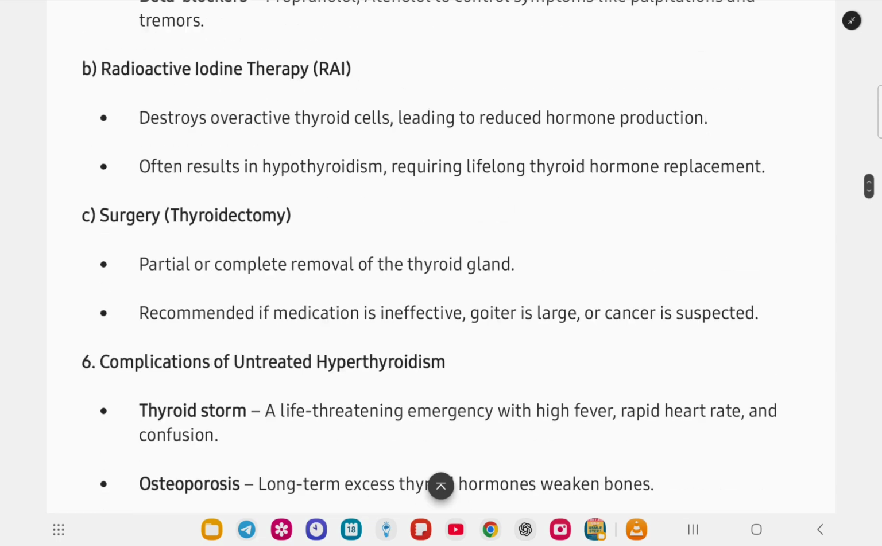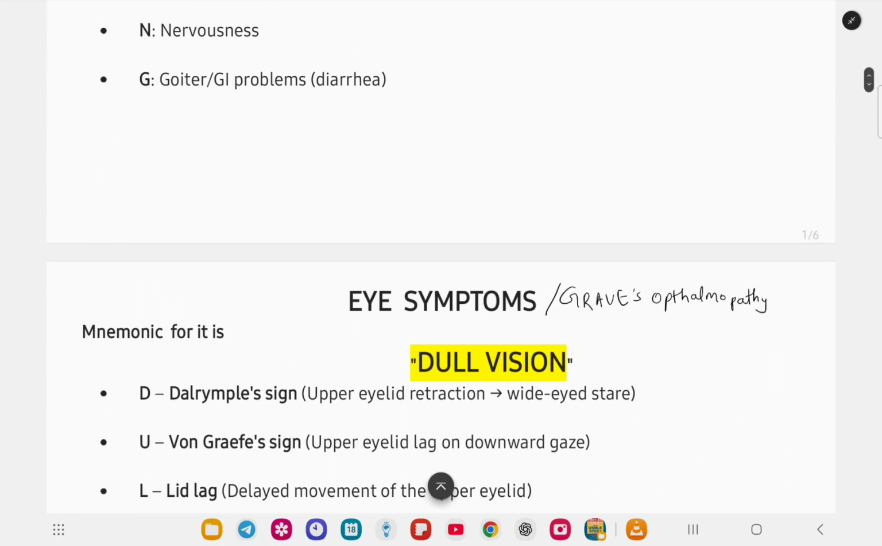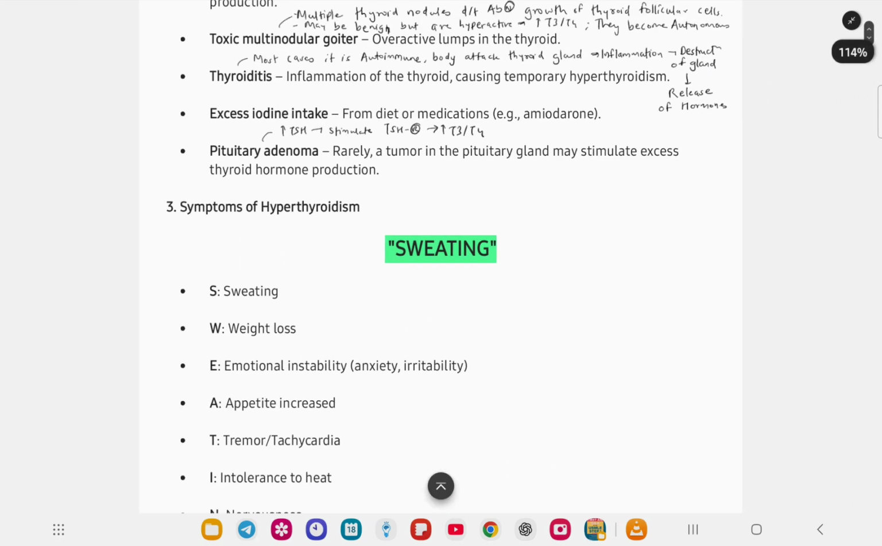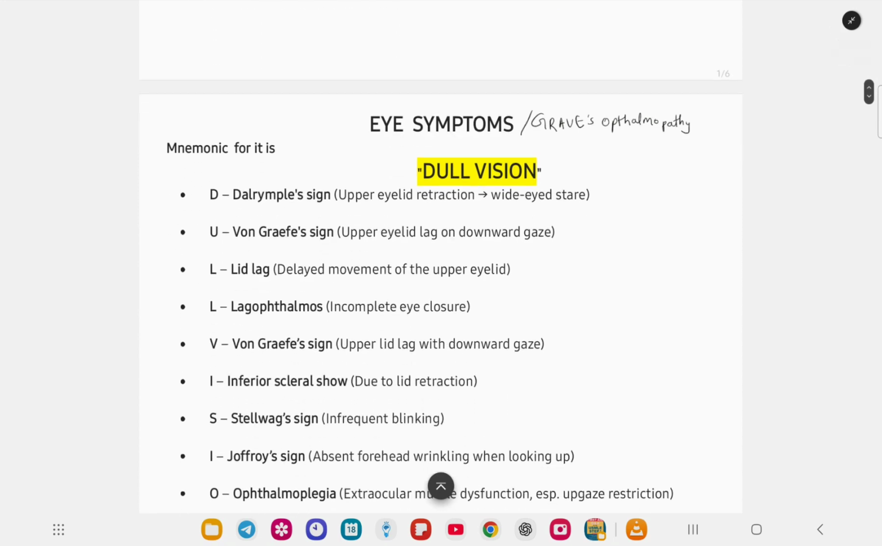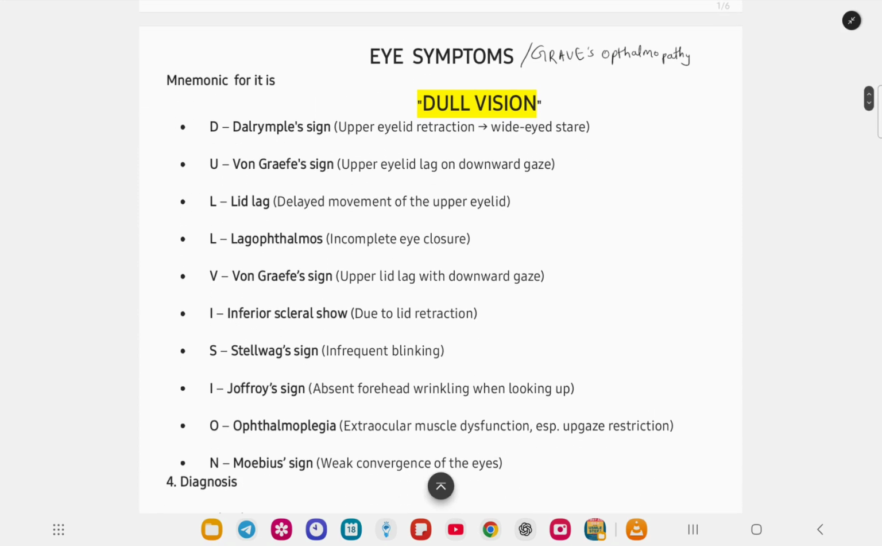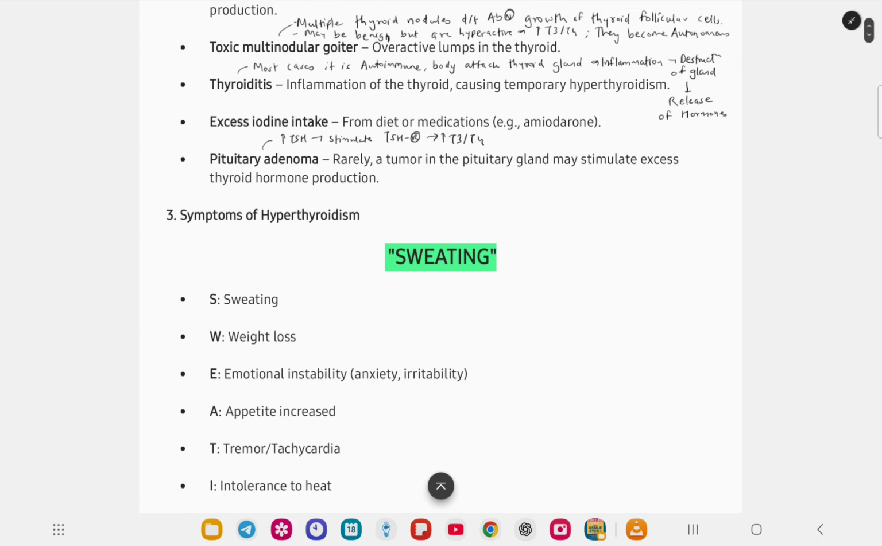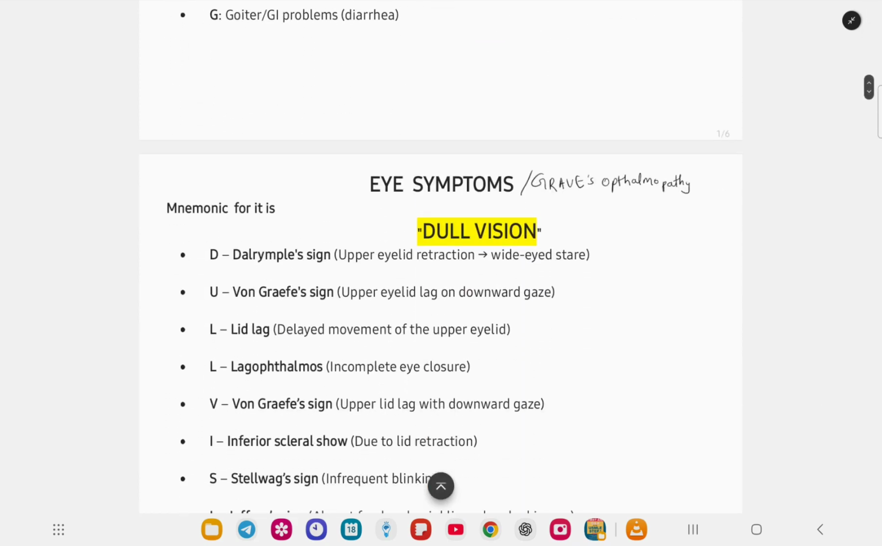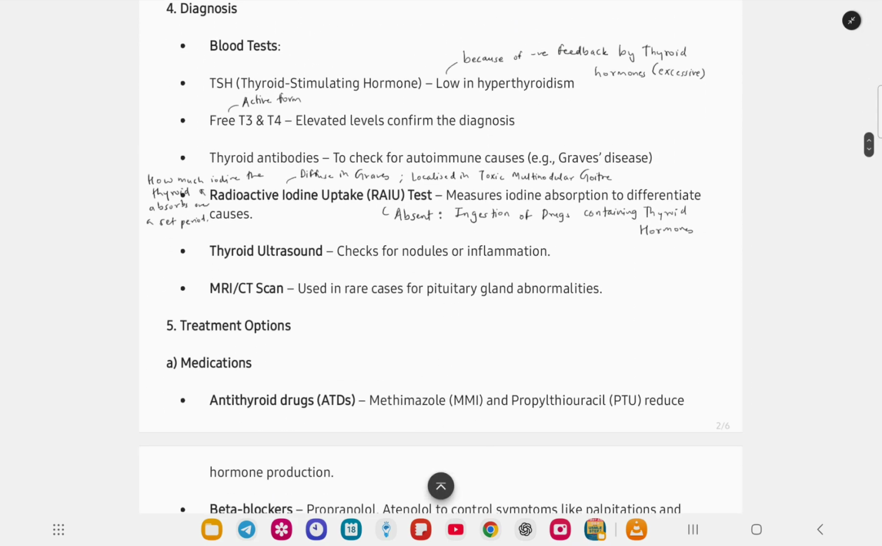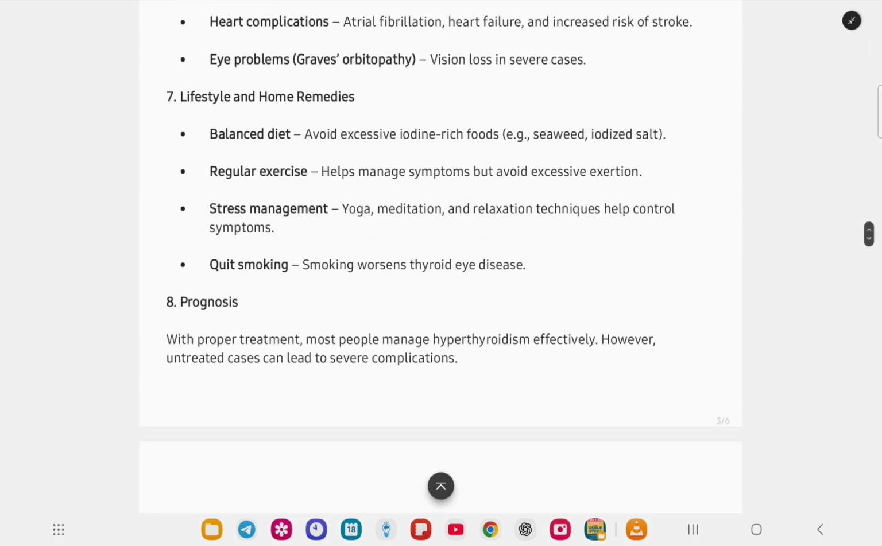You can also write this answer in SAQ or LAQ, and these symptoms, such as the eye symptoms, can come in SAQ, short answer questions, in your university exams, and it is an easy way to remember. It can also be used in viva and theory. So thank you.